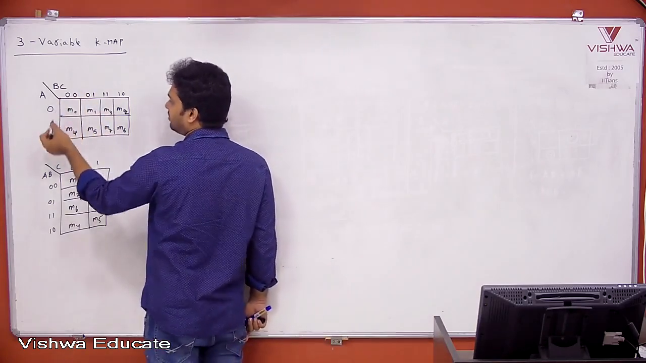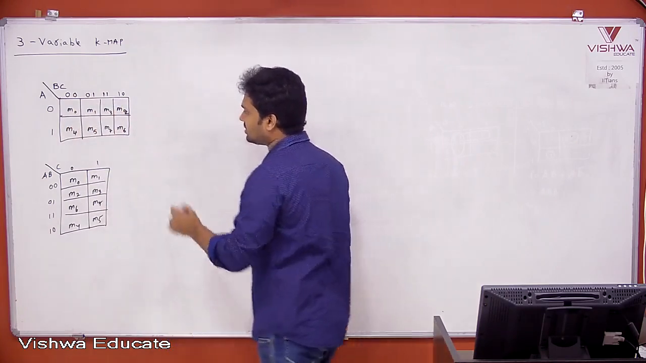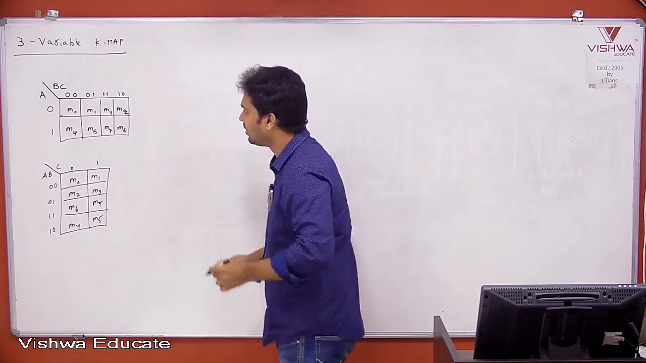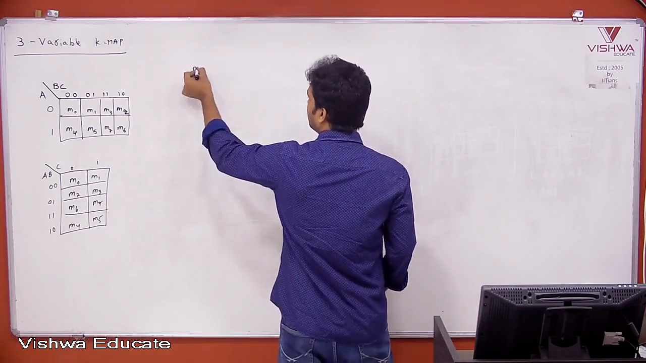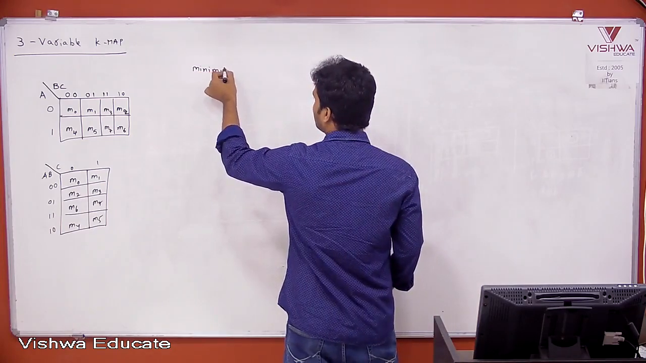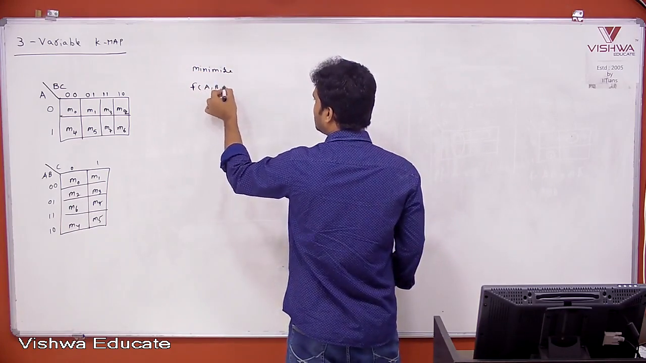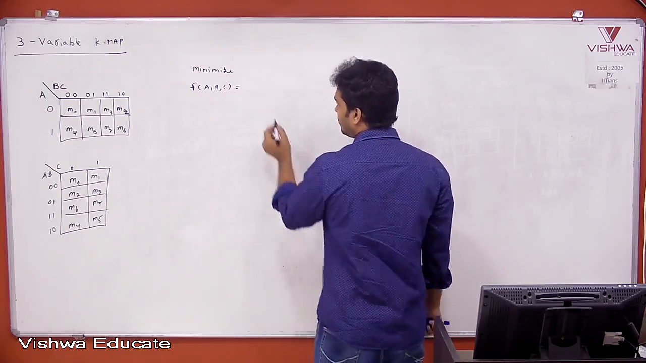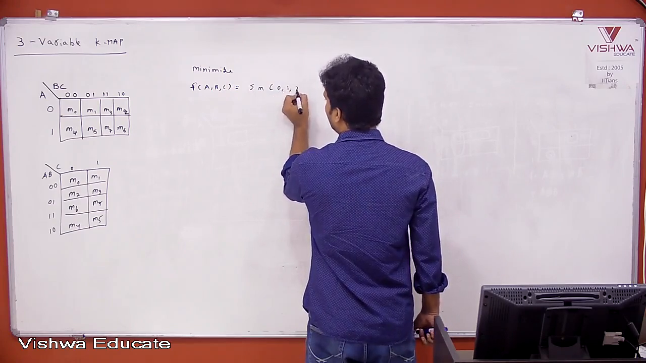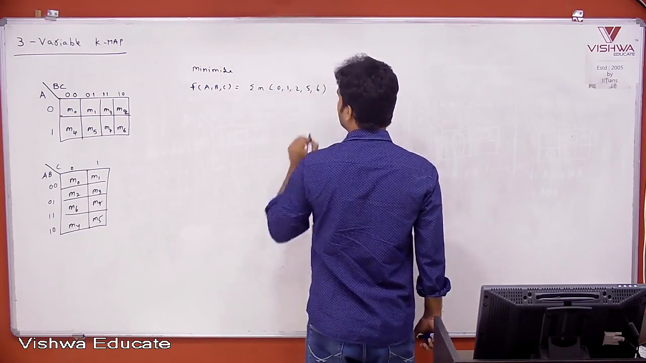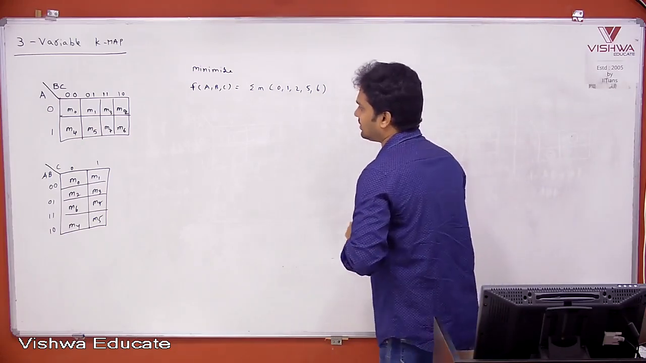A, B, C. A can be 0 or 1. B can be all zeros to all ones, in the gray code format we take. Each cell represents one particular minterm. Okay. Now let us take one function. Minimize f of A, B, C equal to the sum of the minterms 0, 1, 2, 5, 6. Okay. Let us take this example.